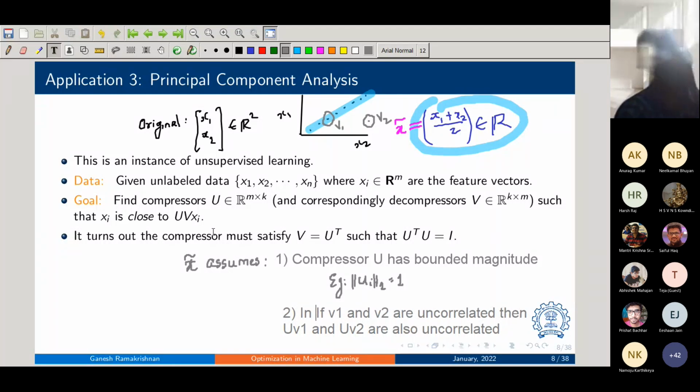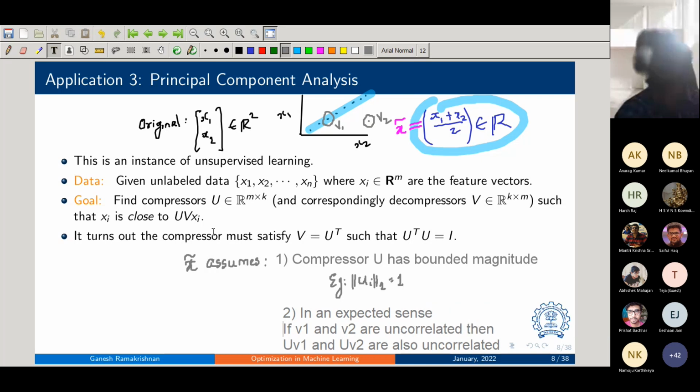Okay, let me write down. In an expected sense, so you don't have to do this on all points. And it turns out that, we'll show how later on, this constraint can be put using Lagrange multipliers. When you put this constraint using Lagrange multipliers, you will get basically that V equals U transpose. The decompressor should be such that it is U transpose. Is that fine?